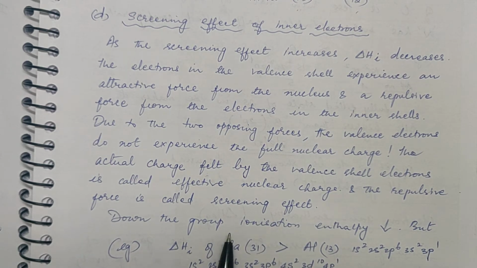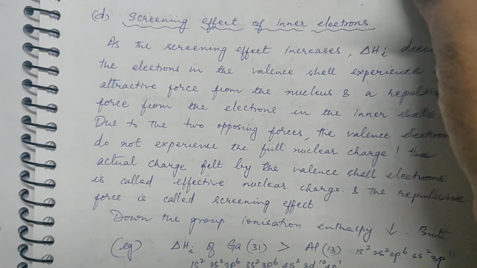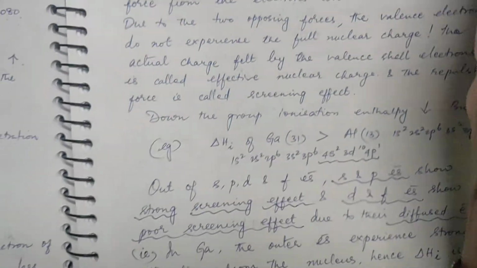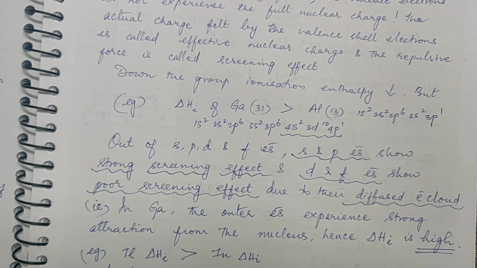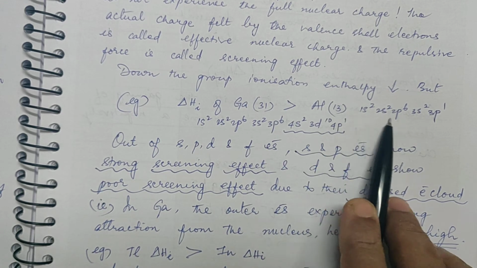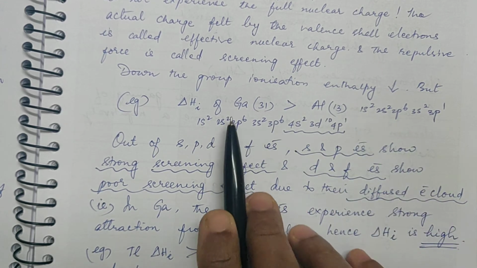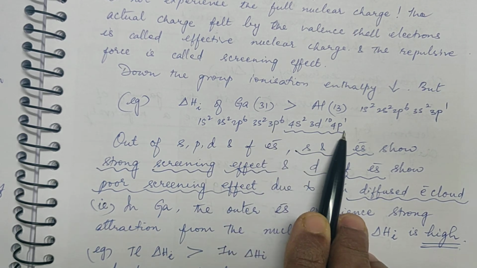Now, down the group, ionization enthalpy decreases. Now look at the case of gallium and aluminium. You will find that gallium has atomic number 31 and aluminium has atomic number 13. 13 has a configuration like this, and gallium, which is 31, has a configuration like this.